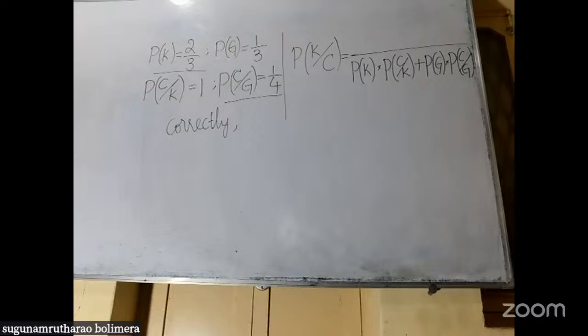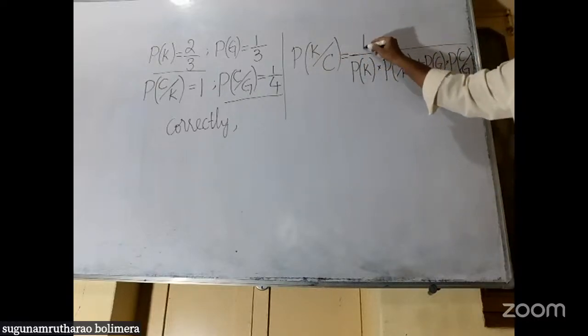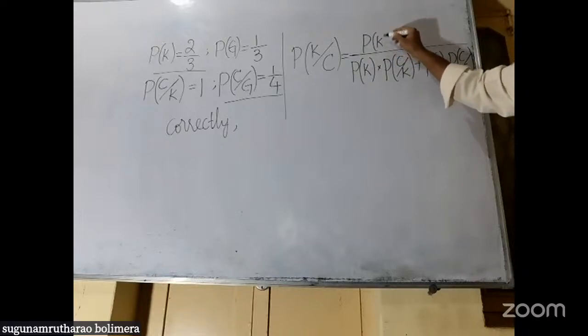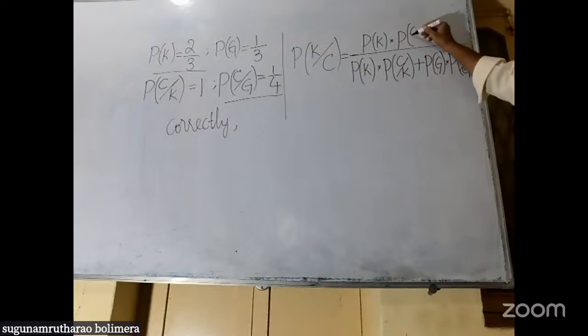Say yes or no? What is the favorable thing? That he knows the answer. P of K and P of correct answer when he knows.